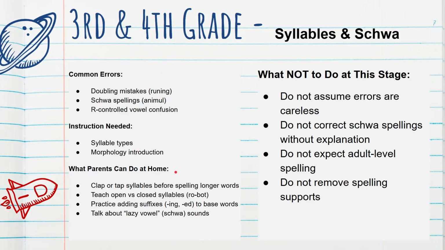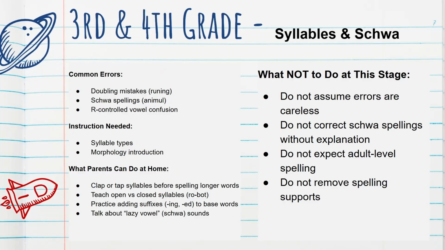What parents can do at home, you can clap and tap syllables. Also, another hint I do is I say put your hand on your throat, or actually you can put your hand under your chin. When your jaw drops, that's when you know a syllable is made, or when you feel the vibrations in your throat. But essentially, also you want to connect the association of syllables and vowels.